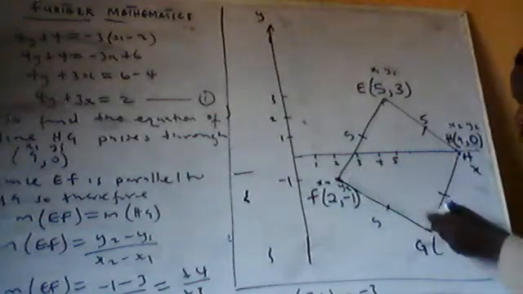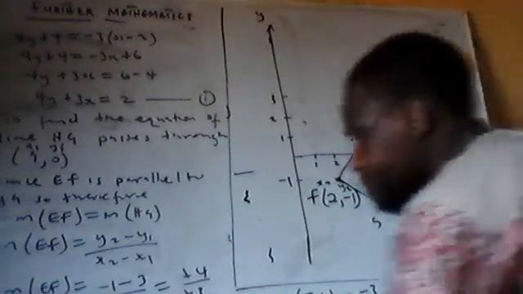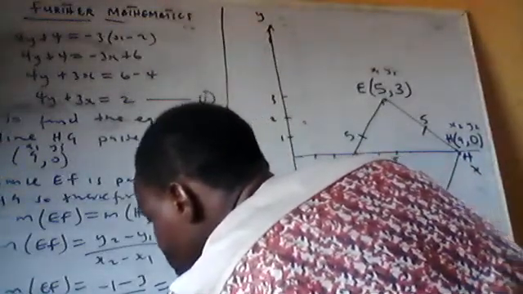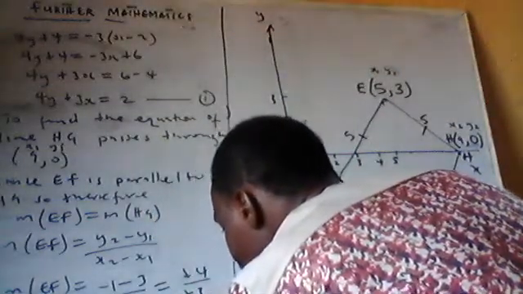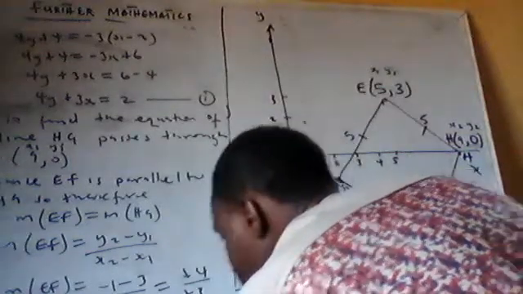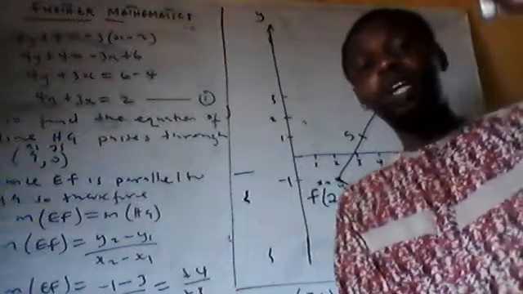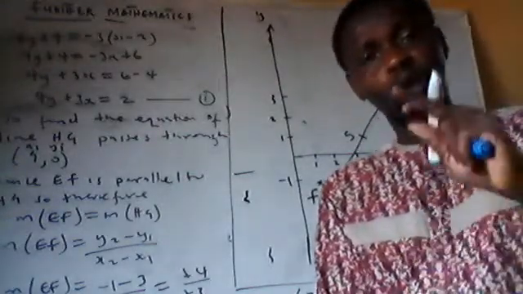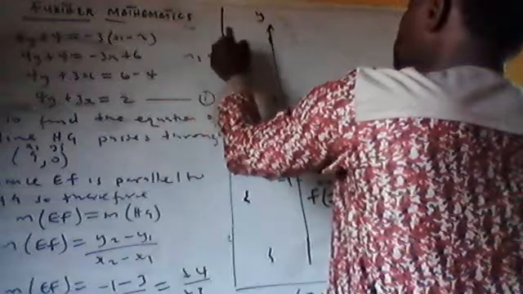Or you can also do it like this. Another way to do it is what? This HG is perpendicular to FG, or this is the right angle. So since the gradient of FG is known, or since you don't want to do that, you can do that. Since line FG is perpendicular to line HG. Now, the condition of perpendicularity: if two lines are perpendicular to each other, the product of the gradients of the two lines will be equal to -1. That will be M1 times M2 equal to -1.